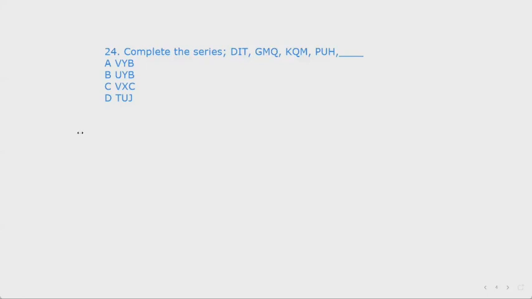So firstly, we have four different series. DIT, GMQ, KM, KQM, and PUH. So one thing you will notice is that everything is moving forward. We compare the first letter versus the first letter of the other statement. So D, G, then K, then P.